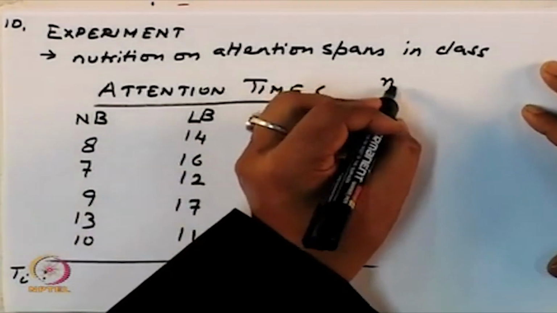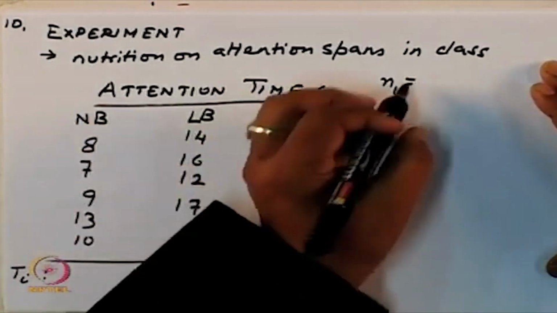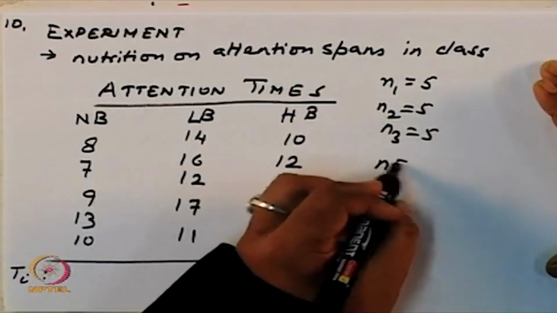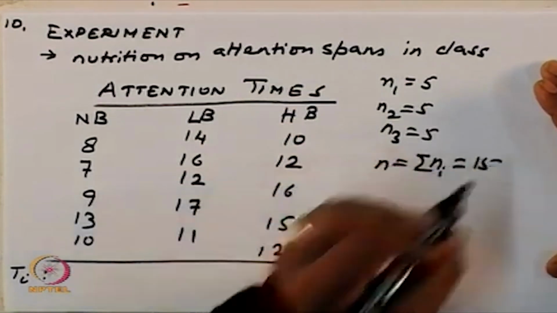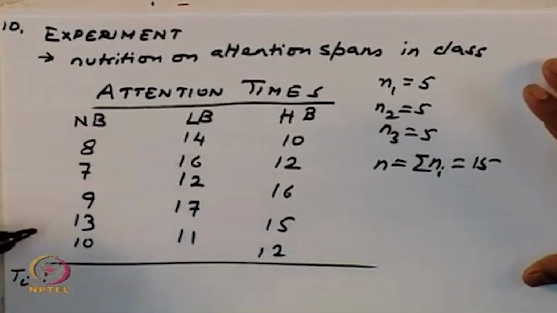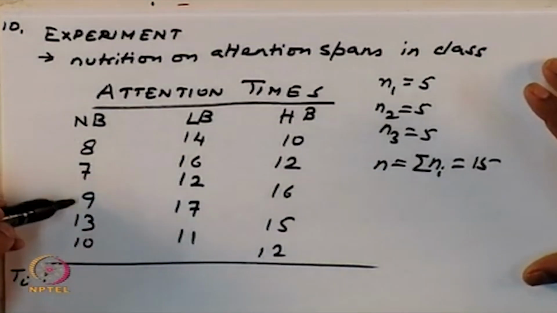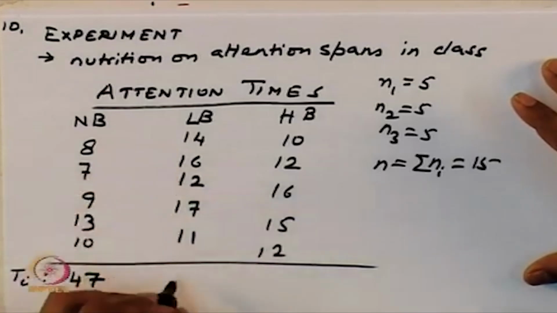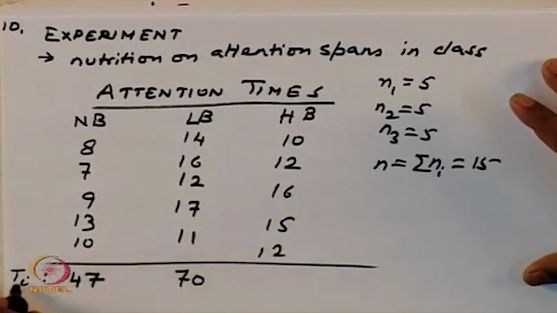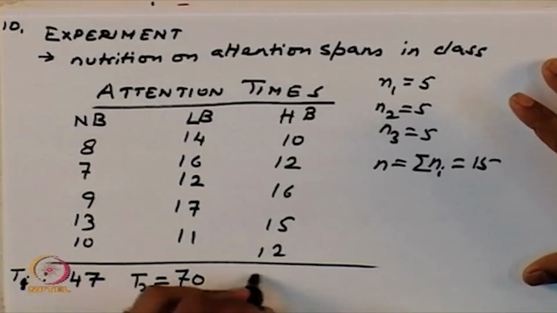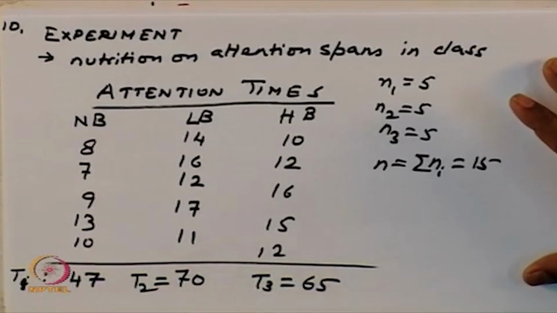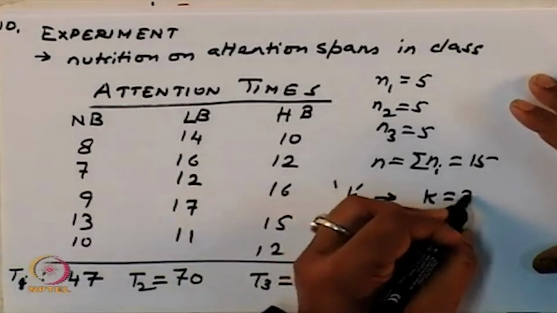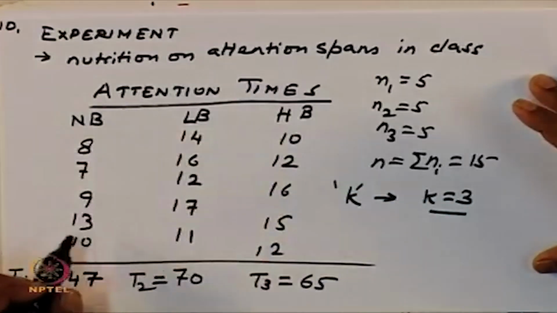So, N 1 is the sample size for condition 1, which is equal to 5, N 2 is also 5, N 3 equal to 5. So, N, the summation of N i, is equal to 15. What is the value of the total sum of T i? You can sum these up. This is 47, this is 70, so this is T 1, this is T 2, and T 3 I can find out as 65. What is K? K is the number of populations. In our case K is equal to 3. You have 3 different populations.